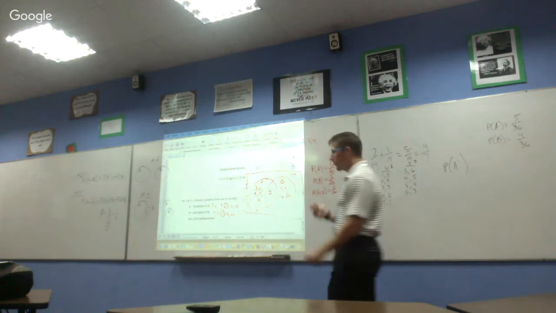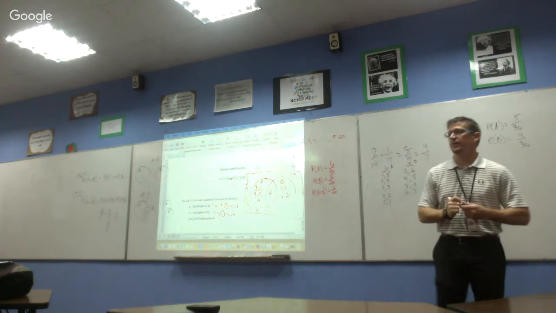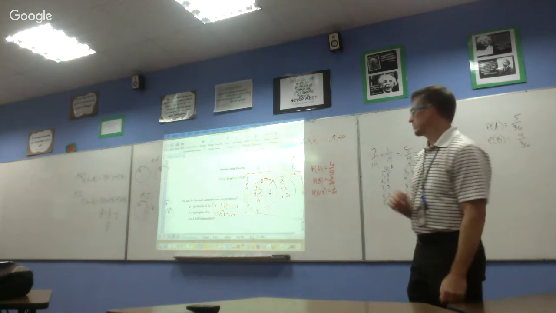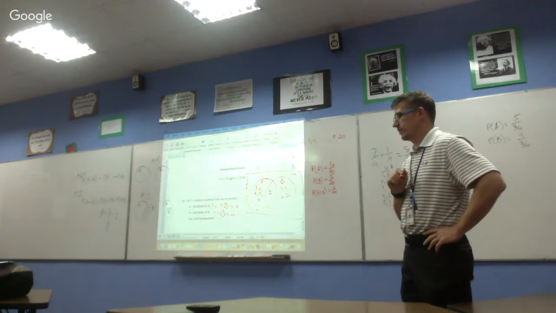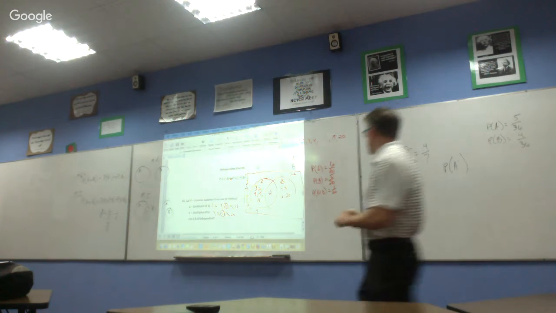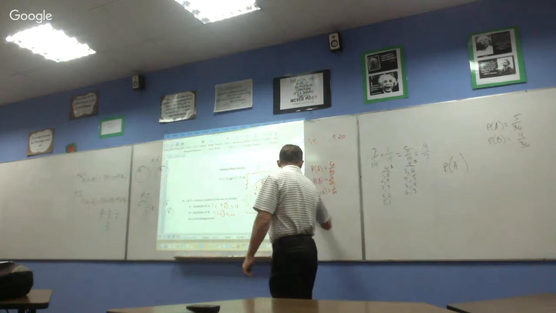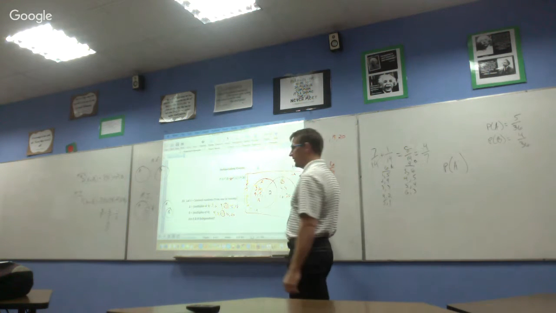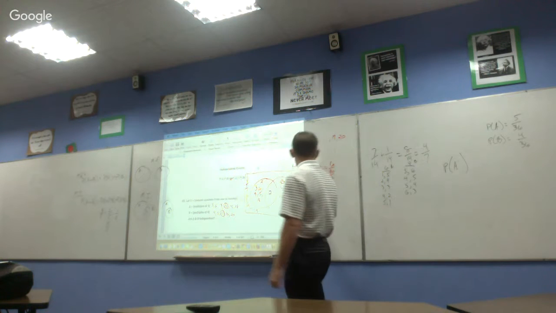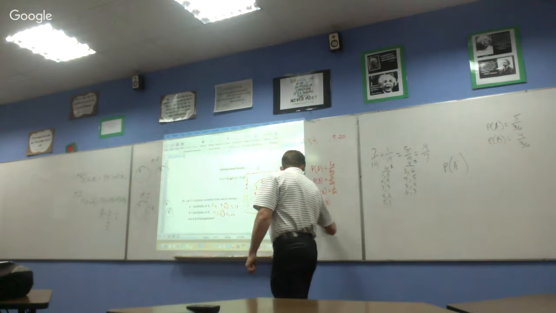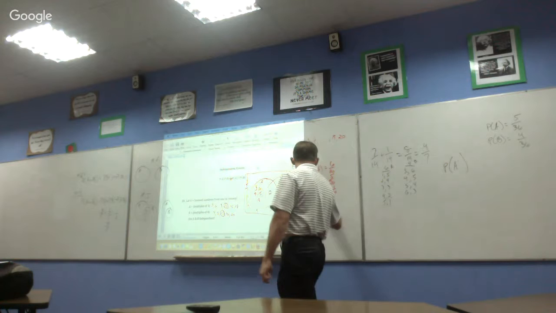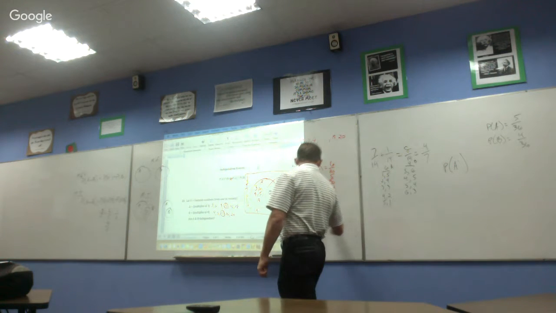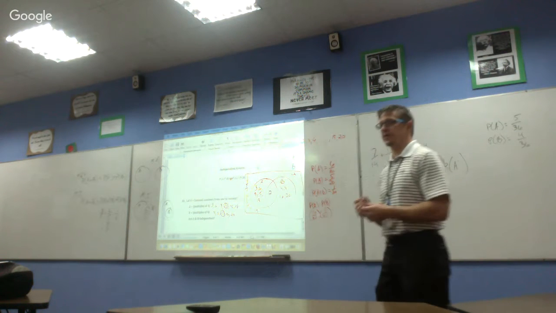Well, how do I determine if they are independent or not? What's that formula tell me to do? Multiply the probability of A and B. Okay, so if I take the probability of A and multiply it by the probability of B: what's the probability of A? 6 out of 20. What's the probability of B? 5 out of 20.